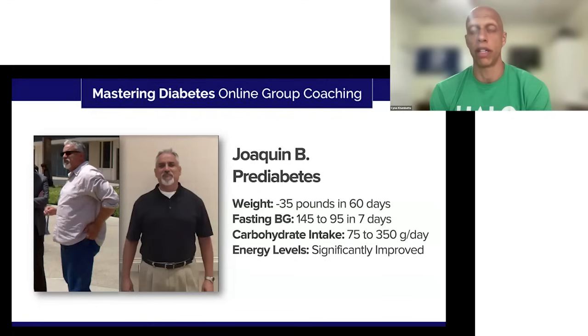And he knew intuitively that it wasn't right. So he came to us and said, I think you guys have a better solution for me, which is diet related. Let me see if I can make some serious change. So we took him under our wing and we showed him the Mastering Diabetes method. And he ended up losing 35 pounds in 60 days without really even trying. That was a side effect, if you will. His fasting glucose came from 145 down to 95.